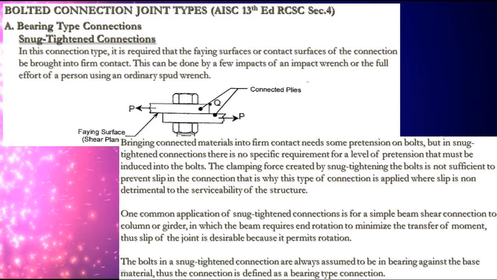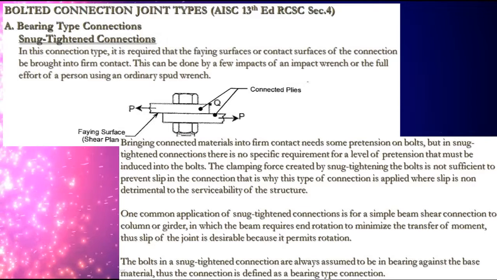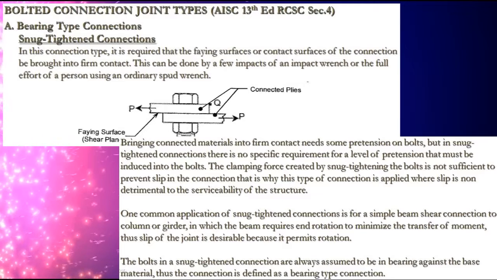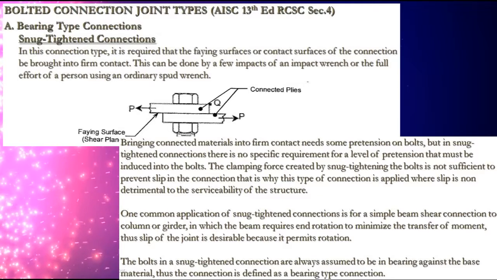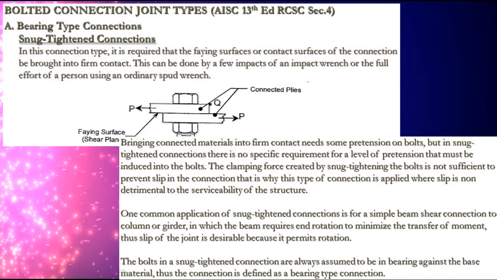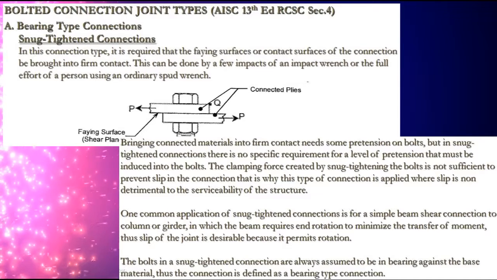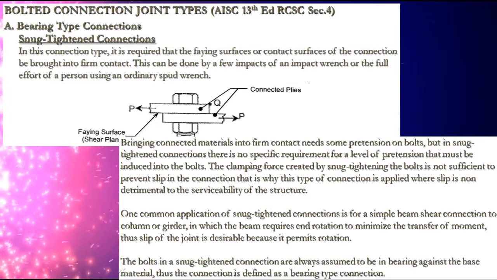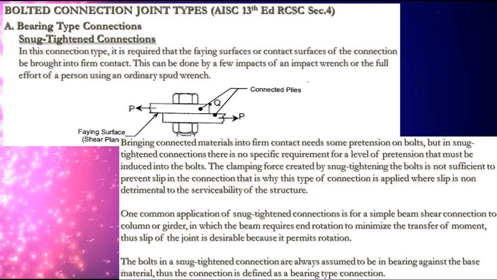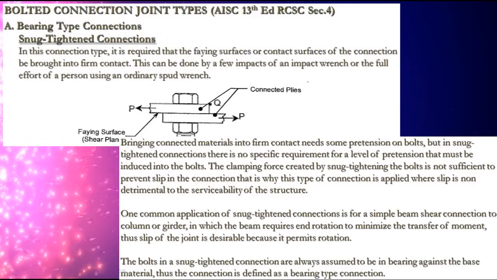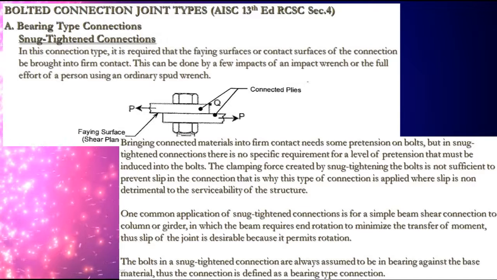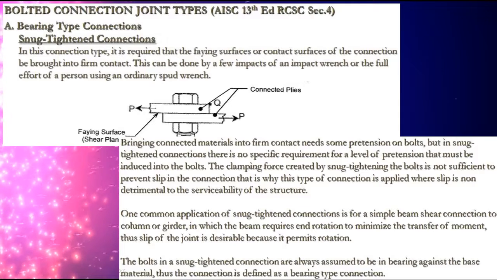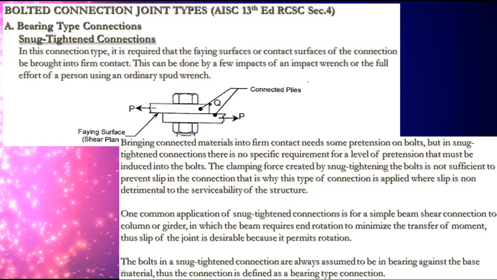The clamping force created by snug tightening the bolts is not sufficient to prevent slip in the connection. That is why this type of connection is applied where slip is non-detrimental to the serviceability of the structure. One common application of snug tightened connections is for a simple beam shear connection to column or girder, in which the beam requires end rotation to minimize the transfer of moment. Thus, slip of the joint is desirable because it permits rotation. The bolts in a snug tightened connection are always assumed to be in bearing against the base material, thus the connection is defined as a bearing type connection.